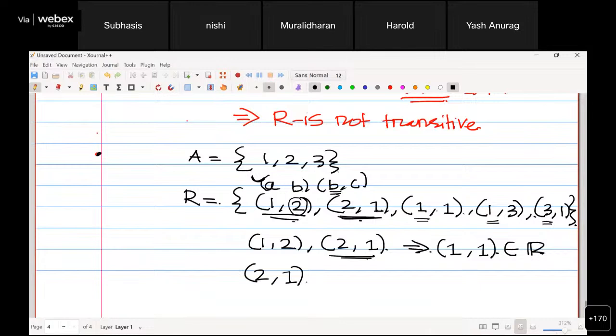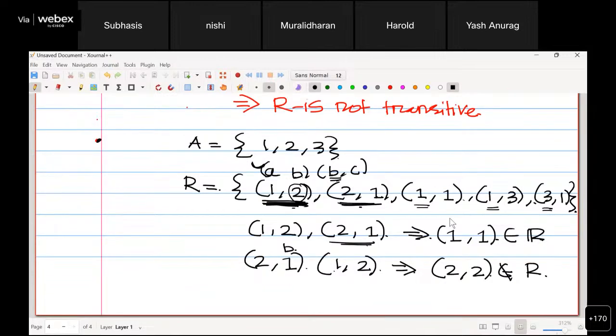For (2, 1), here B is 1. So I need to consider all the elements such that the first component of that element is 1. As you can see, this is a suitable candidate, (1, 2). Now we need (2, 2), but (2, 2) is not in R. That means this is not a transitive relation, because (2, 1) is there, (1, 2) is there, but (2, 2) is not there.